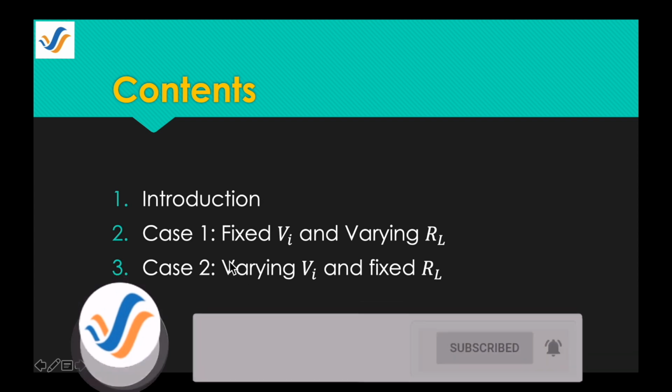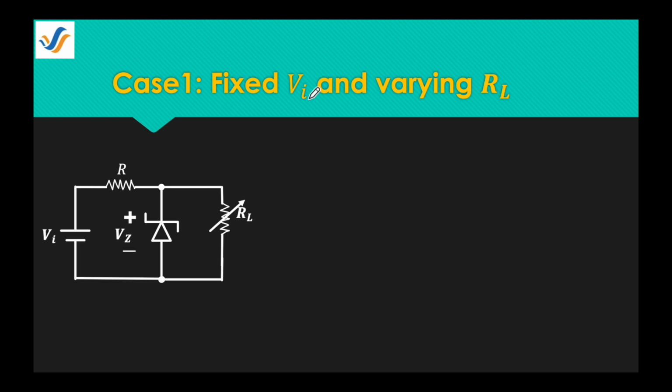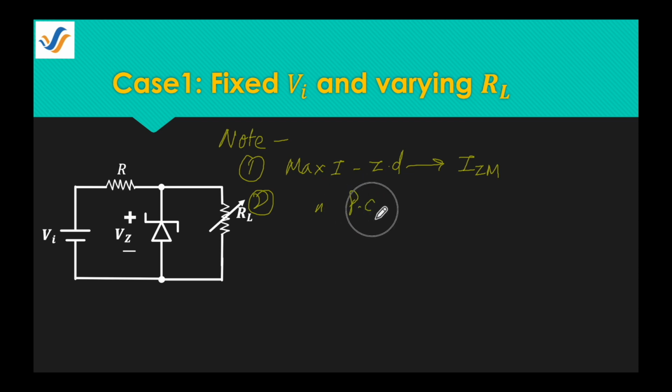Now let's discuss the first case. In the first case, input voltage is fixed and load resistance is varying. Before starting the analysis, we should note two important points. The first one is the maximum current in the Zener diode is limited by IZM and maximum power dissipation is limited by PZM. Both values are fixed and specified by the manufacturer in the data sheet of the Zener diode.